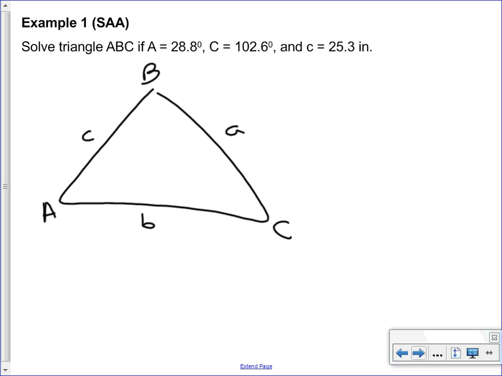It says angle A is 28.8 degrees. Angle B is 102.6 degrees. I know it doesn't look like it, but side c is 25.3 inches. Remember to solve the triangle.